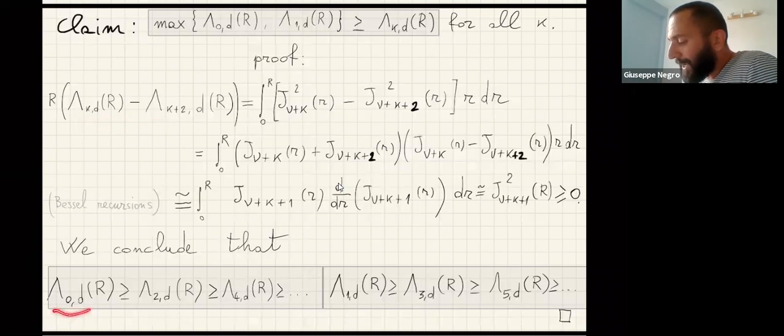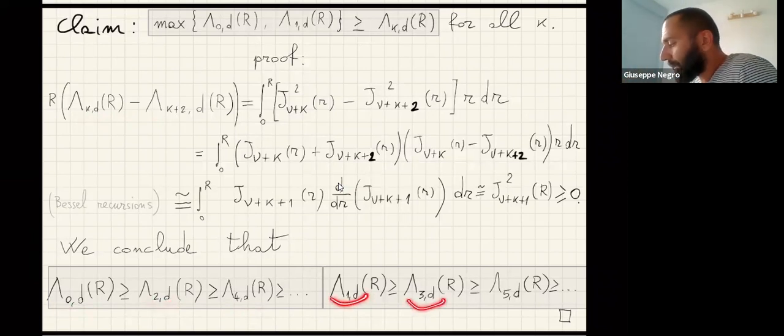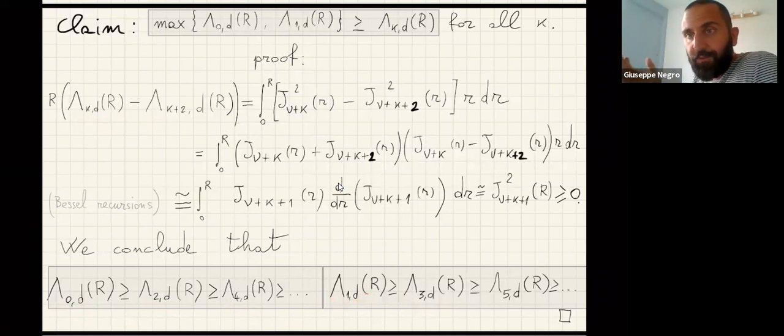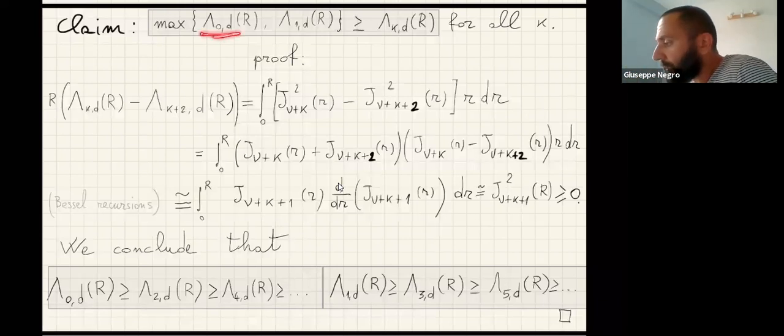And so we have two chains of inequalities. The 0th lambda controls the second, which controls the fourth, and the first controls the third, which controls the fifth, and so on and so forth. So it's enough, we want the maximum, it's enough to consider the 0th and the first in order to determine the maximum. And this is where these two branches come from.